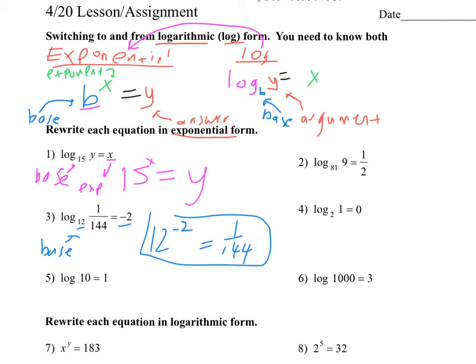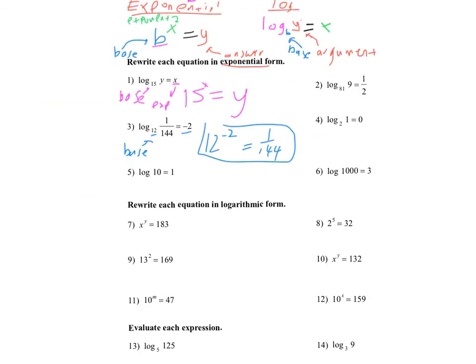Okay, next up here, number 5. Now, number 5 and 6 here have a very important thing. Let me move down and give myself some space here. So number 5 and 6, you can actually see that these have no base. And whenever it has no base, it really does have a base. It's just an invisible base.